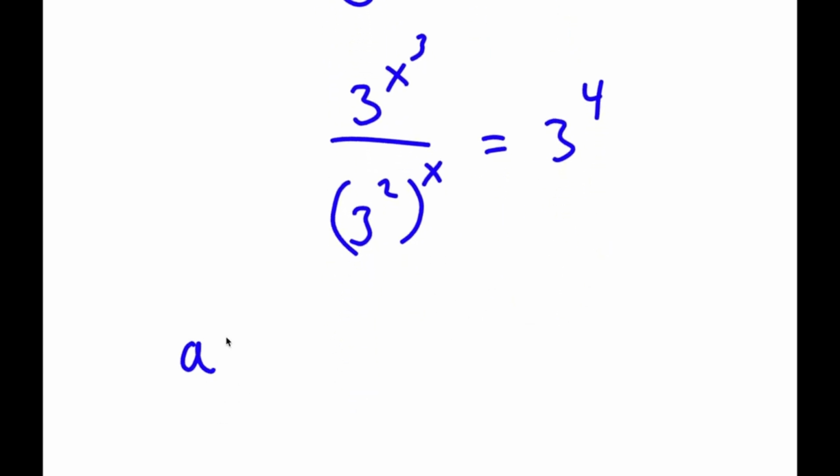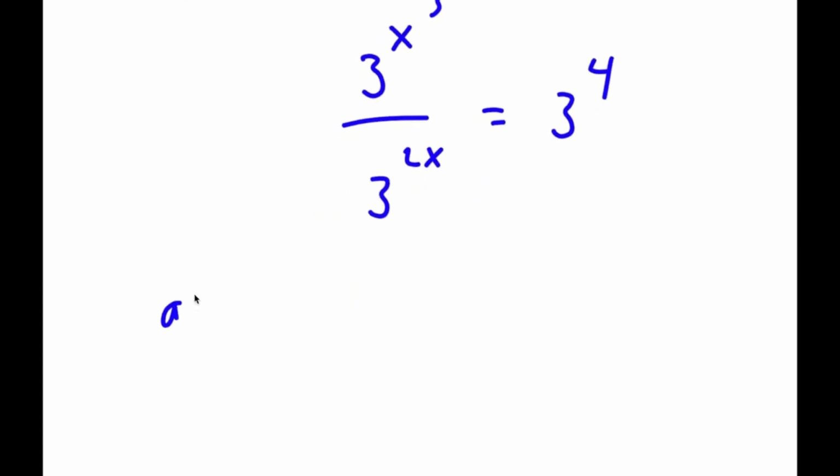Now, if I have something in the form a to the power of m to the power of n, this is equal to a to the power of m times n. So 3 to the power of 2 to the power of x, that's going to equal 3 to the power of 2 times x, which is 3 to the power of 2x. And this is equal to 3 to the power of 4.